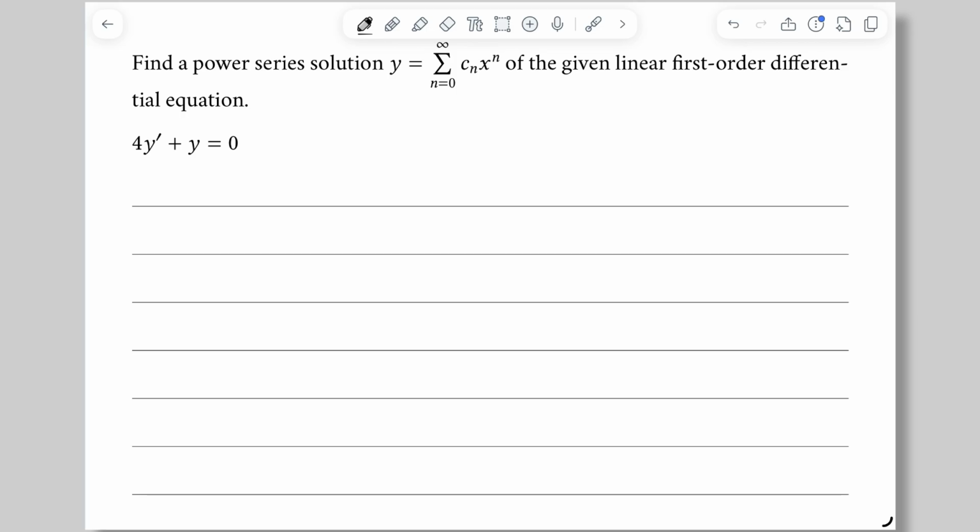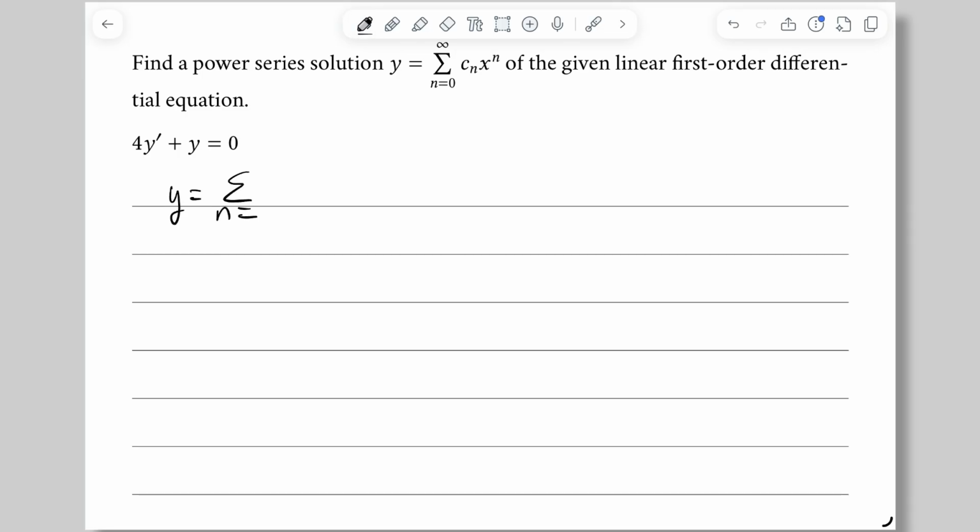We're going to find a power series solution of a differential equation that, granted, we could solve using other techniques, but this will allow us to see what the process looks like. 4y prime plus y is equal to 0, and we're looking for a solution of the form y equals the sum as n goes from 0 to infinity of c sub n x to the n. That's our power series.